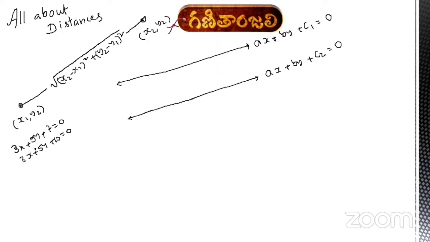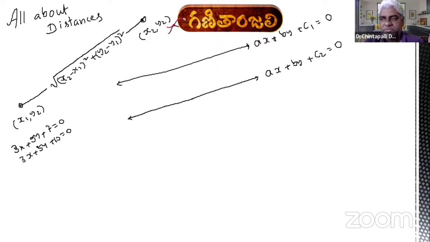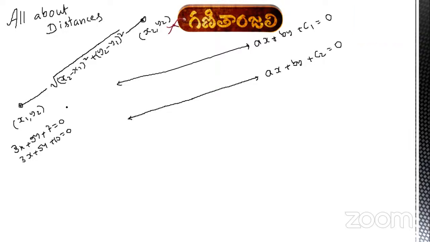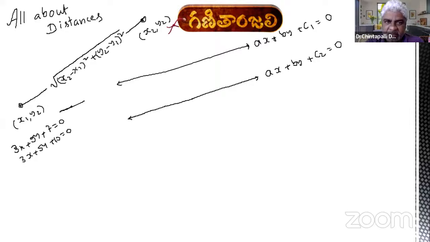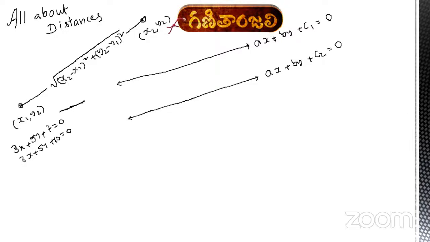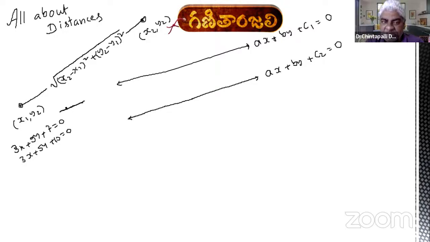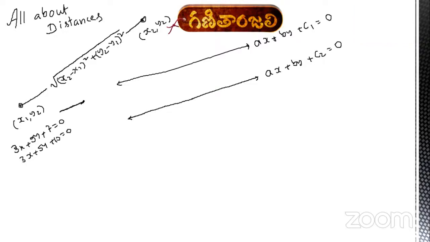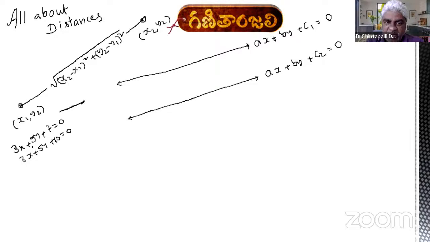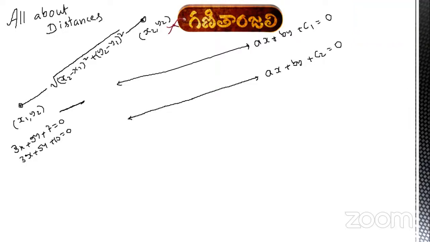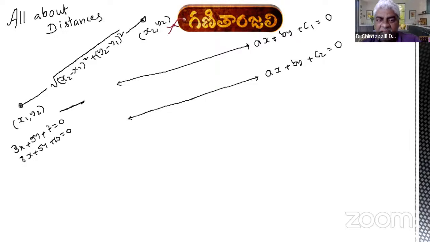How can we say same x term, same y term, different constant terms? If the constants are also the same, they are coincident lines. It is a straight line and it is a straight line, line by line. That means line over the line. They are called coincident lines. If the constant term is also equal, they are coincident. Here x terms are equal, constants different. So these two are parallel.